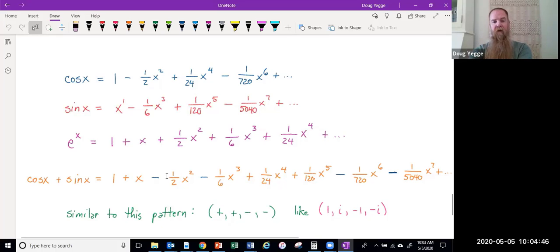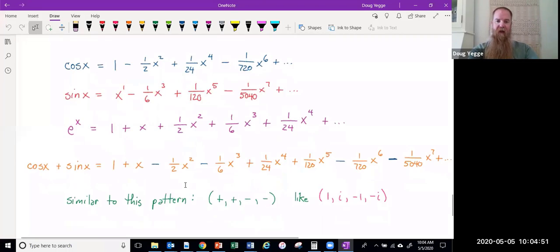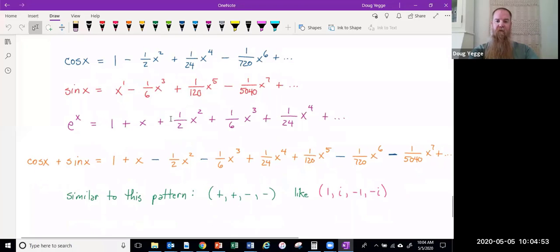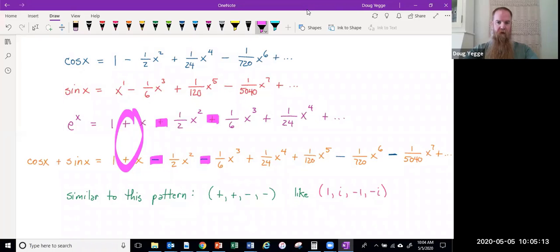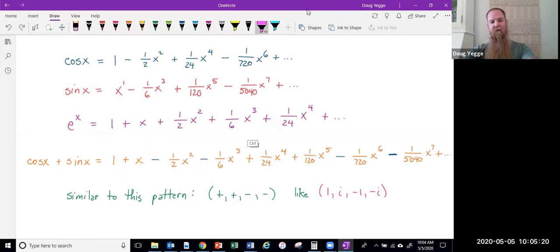Now, when we added cosine x plus sine x, it looked like we kind of got close to what e to the x was. But it turned out that the main difference was that everything was the same except that these positive signs became negative, that positive sign became negative. And so it looks like some of the signs were the same, right? Some of the signs were equal. But other signs didn't quite fit the way they were supposed to.